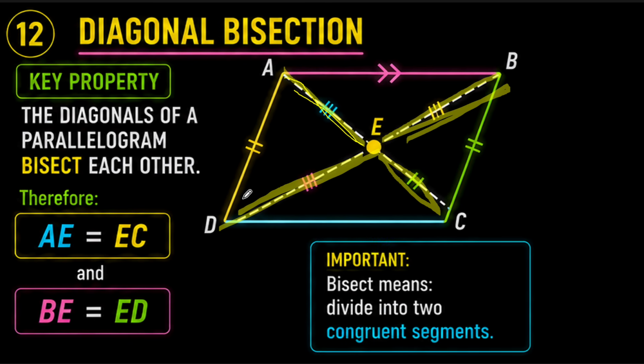Ang importanteng kailangan natin malaman is bisect means dinivide natin yung segment na yan into two, dalawang congruent segment. Kumbaga yung line, kumbaga para ka may stick na dinivide mo sa dalawa, na equal dapat yung dalawang stick na yon pag dinivide mo. Okay?